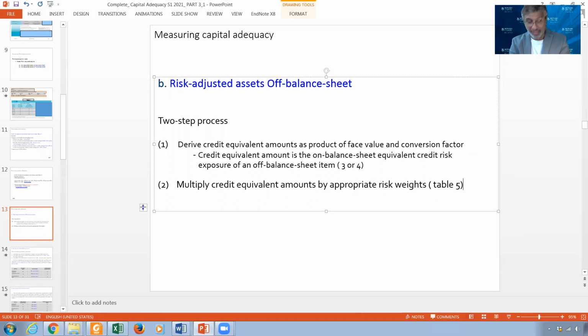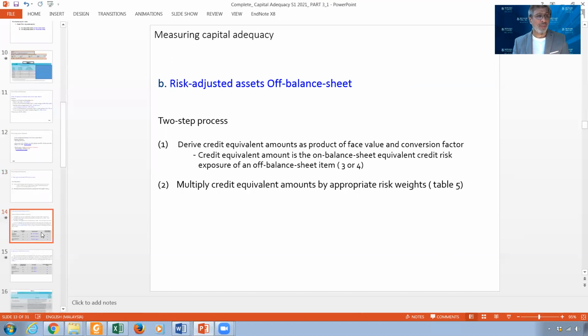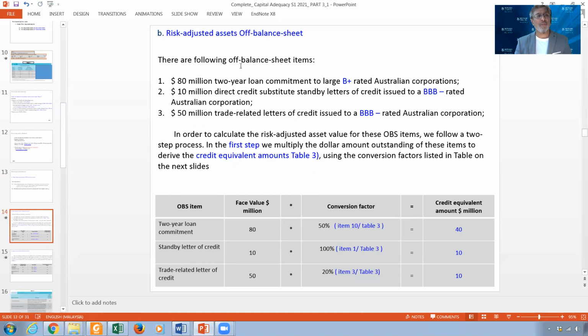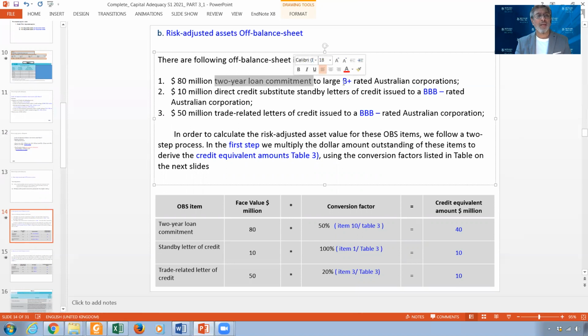Now, remember, this is off-balance sheet. And off-balance sheet, we already talked about it in week 10. And if you remember, we keep stressing the issue of non-market related and market related. This is the non-market related. Look now at this example. There are the following off-balance sheets: 80 million 2-year loan commitment. I understand this is a loan commitment. It's off-balance sheet and it's non-market related. Okay. So this is the rating, and it's 80 million.